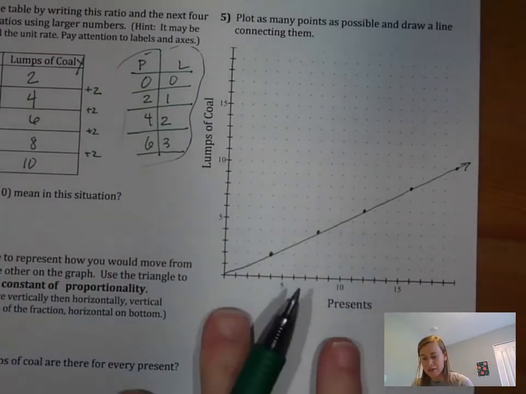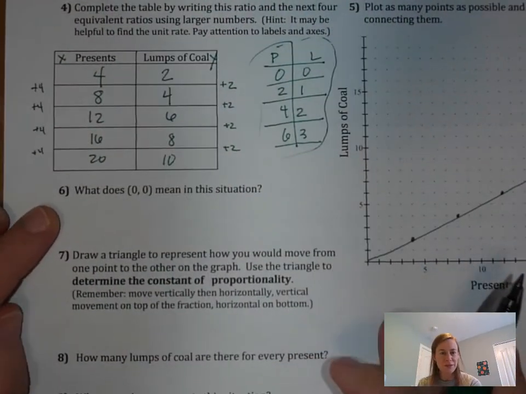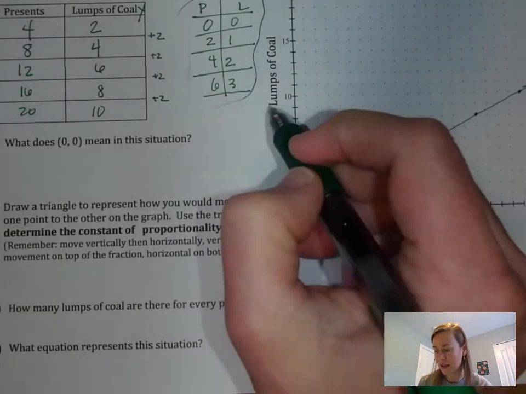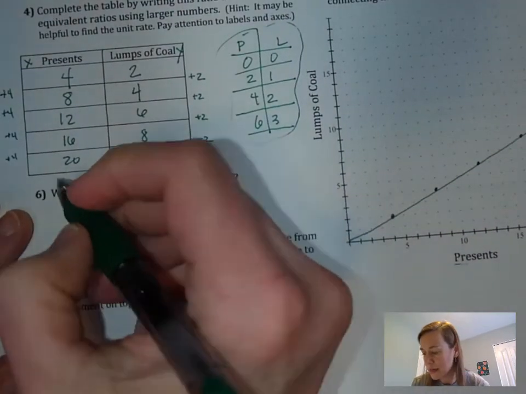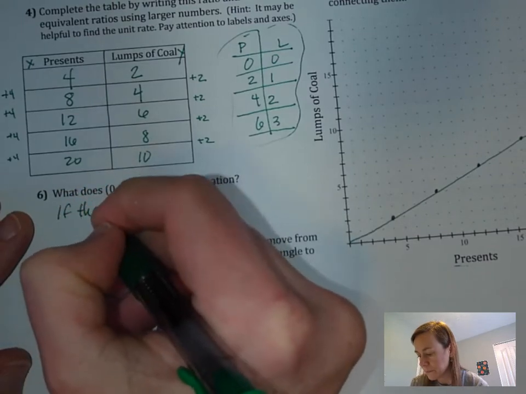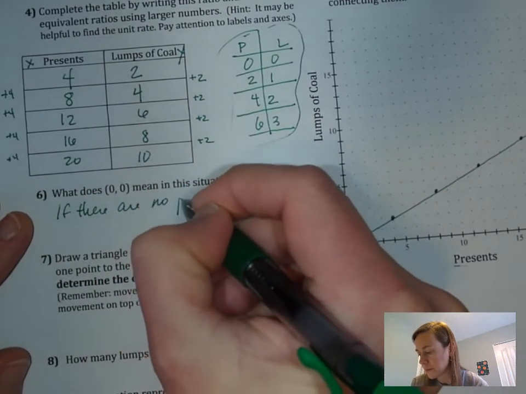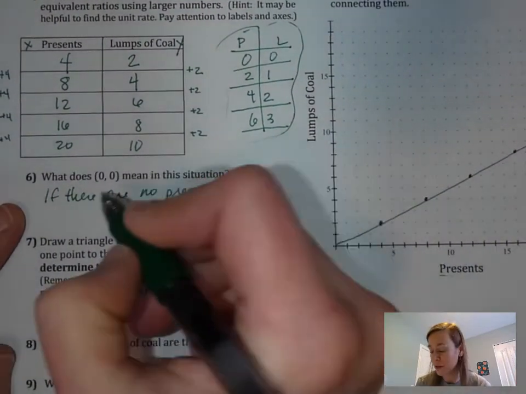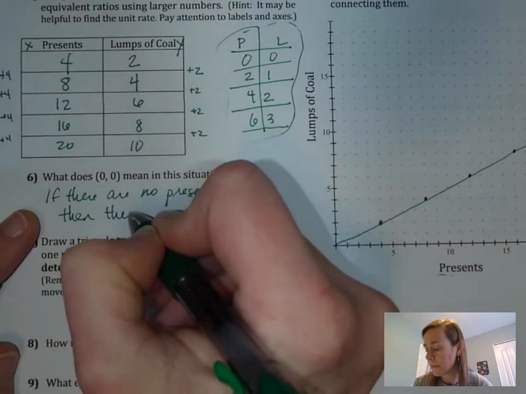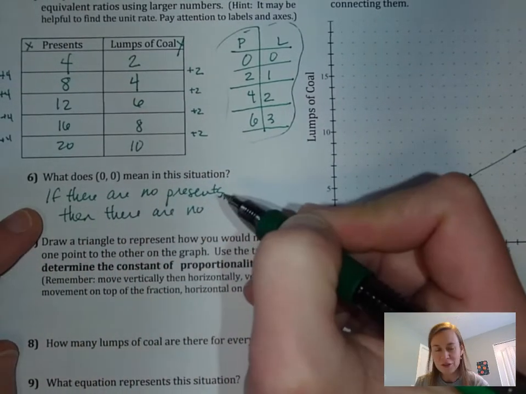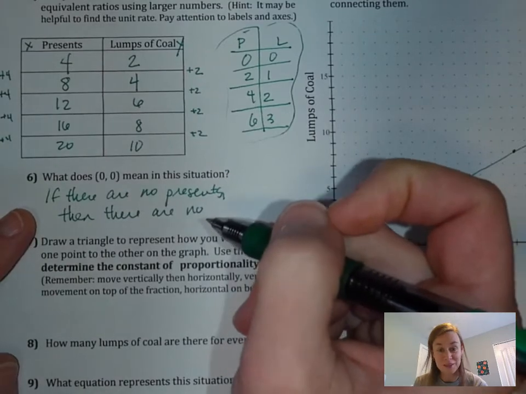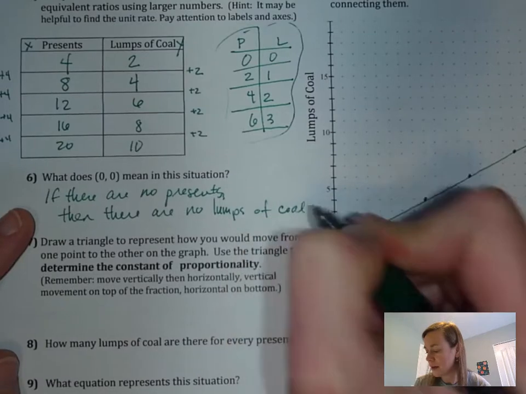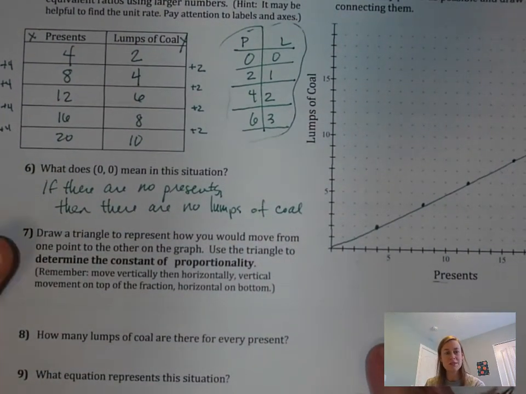Let's go on to part 6. What does 0, 0 mean in this situation? Well, it would mean 0 presents and 0 lumps of coal, right? So it means if there are no presents, then there are no lumps of coal. Now, if you had just said no presents and no lumps of coal, that's totally correct too. Okay, so no presents, no lumps of coal. Let's go to number 7.